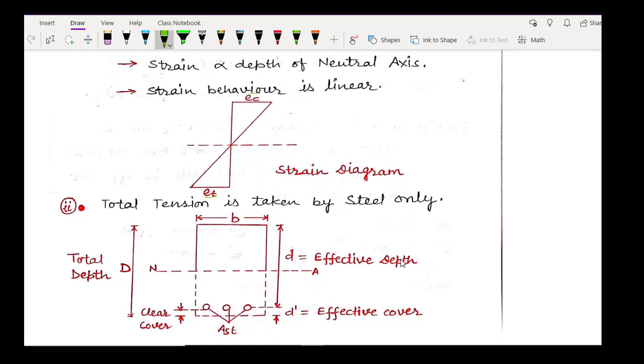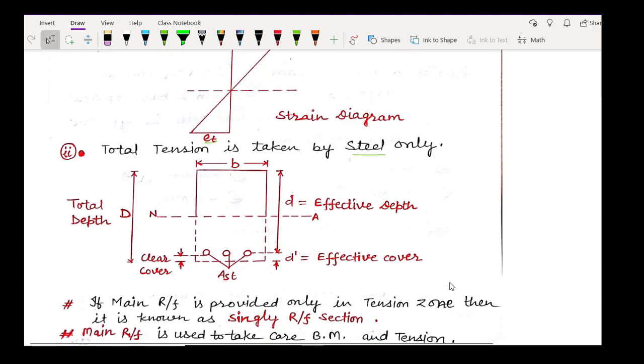The second assumption is that all the tensile force or tension is taken by steel only, means concrete will also bear some tensile load, but the total tension load is considered to be taken by steel and total compression load is taken by concrete. So there is a section here which has a width of small b, total depth of capital D as we have already discussed, and here is small d. Small d is effective depth.